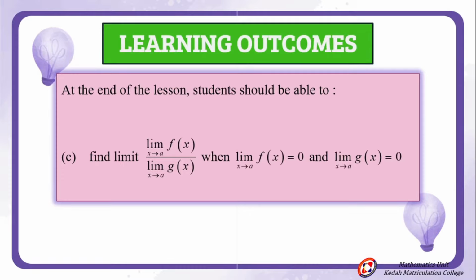This video is about the third learning outcome. Therefore, at the end of the lesson, students should be able to find the limit of f(x) as x approaches a over the limit of g(x) as x approaches a, when the limit of f(x) as x approaches a equals 0 and the limit of g(x) as x approaches a equals 0.